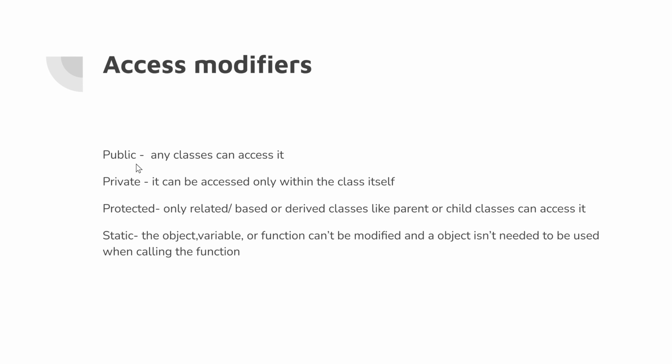Access modifiers. Public: any class can access it. Private: it can only be accessed within the class itself. Protected: only related classes, based or derived classes like the parent or child classes, can access it. Static: the object, variable or function can't be modified, and an object isn't needed when calling the function.